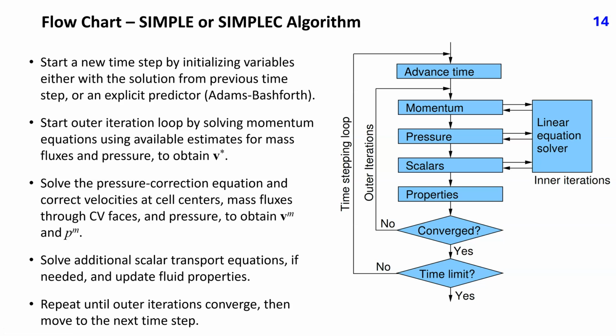We then solve the pressure correction equation and correct velocities at cell centers, mass fluxes through cell faces, and pressure to obtain V m and P n. We then solve additional scalar transport equations if needed and update fluid properties. We repeat until outer iterations converge, then move to the next time step. In the PISO algorithm, the outer iteration loop is missing, but there is a loop around pressure correction.